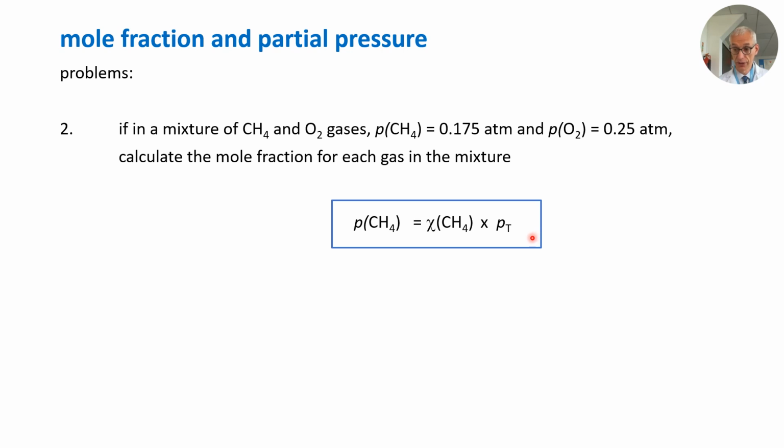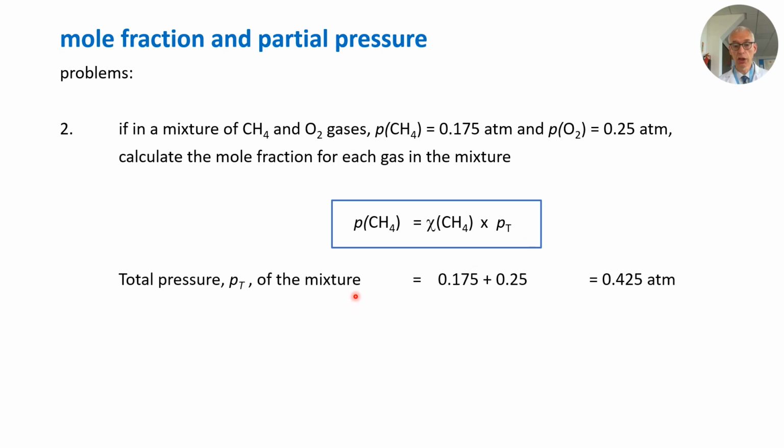So I'm going to reveal the total pressure. We need to calculate the total pressure. If we're going to use this expression, we need the total pressure. The total pressure is the sum of the partial pressures. So the total pressure is the partial pressure of methane plus the partial pressure of oxygen, comes to 0.425 atmospheres.